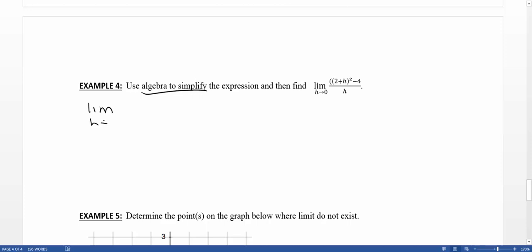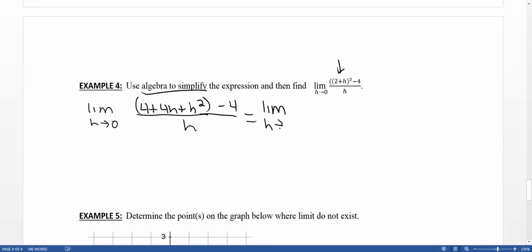So the limit part stays the same. We're still taking the limit as h goes to 0, but now in the top, I'm going to square out the (2 plus h) squared term. When I square that out, I'm going to get 4 plus 4h plus h squared, and then I have a minus 4, and that's still all divided by h. Now, combining like terms, I can look at these constants. Notice I have a 4 in the first term and a minus 4 at the end, so I can cancel those out, and I'm left with 4h plus h squared over h.